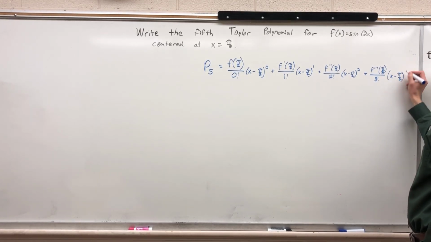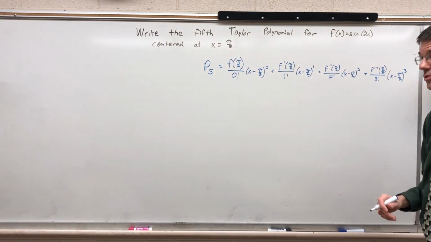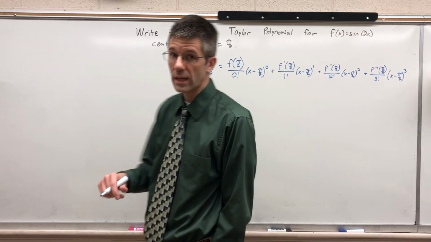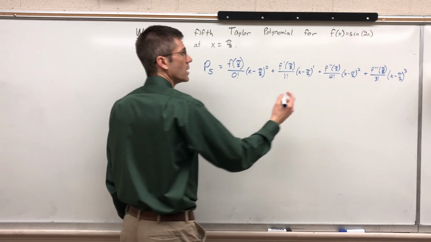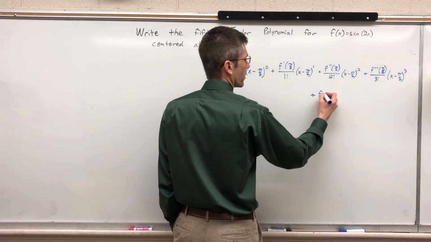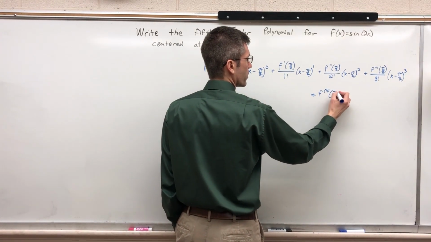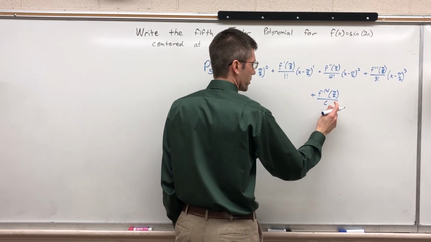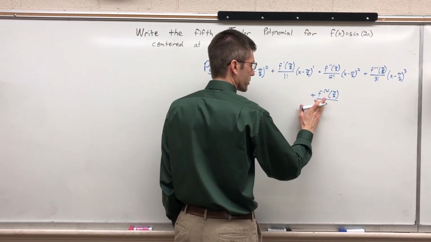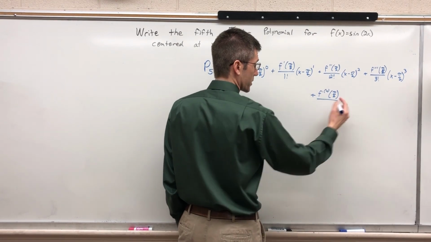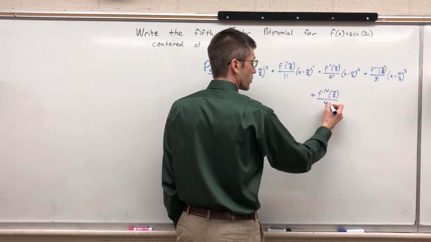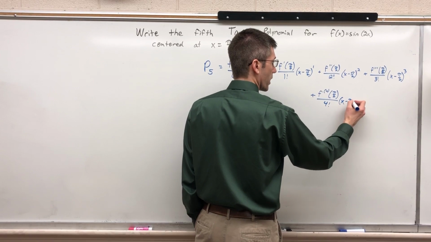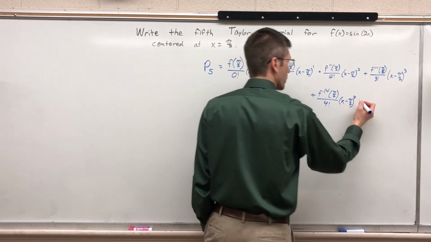pi over 2 cubed, and we need 2 more terms. This is the fifth degree, which means we have 6 terms. So we're going to have f fourth derivative, pi over 2, and that would be, I almost put 6 factorial, that'd be 4 factorial. I was looking at 3 factorial and noticed it was 6. So 4 factorial, and then x minus pi over 2 to the 4th.